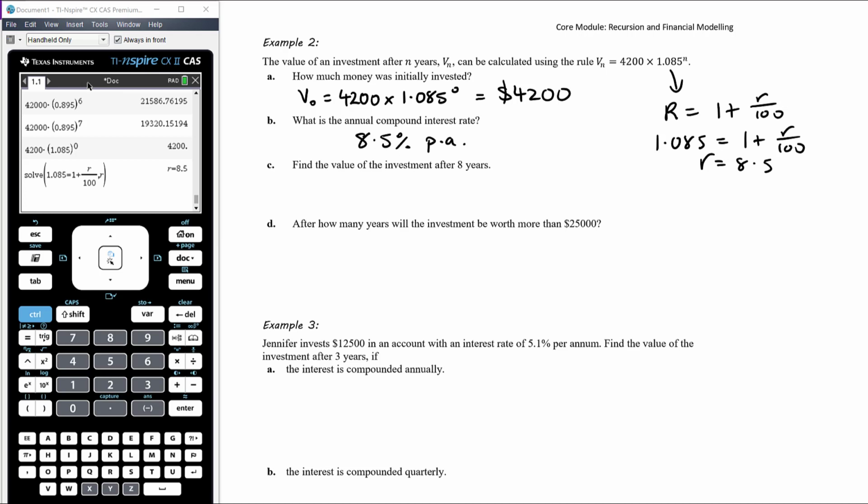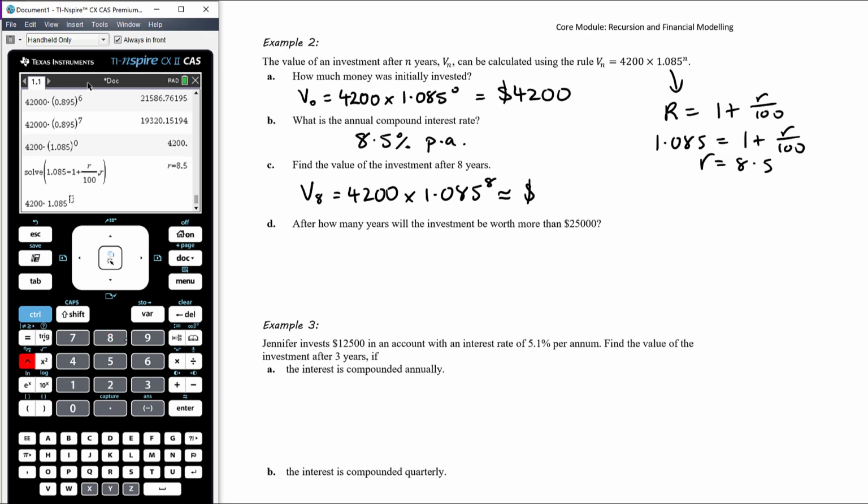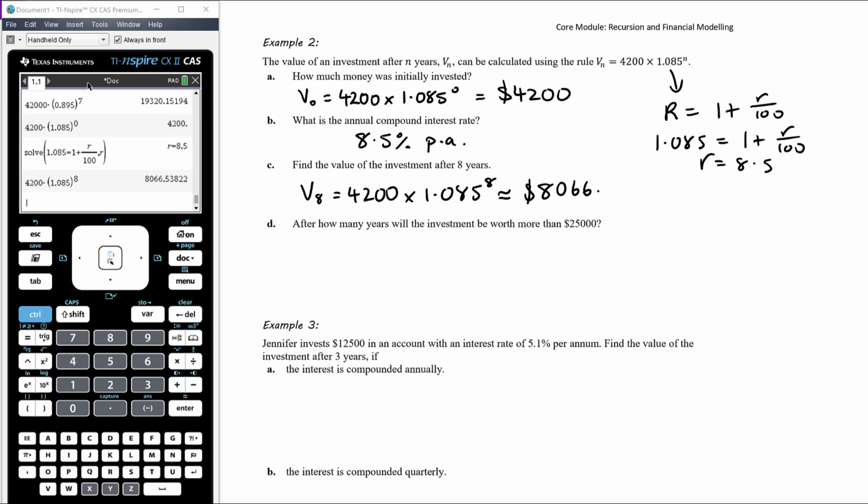Okay. Find the value of the investment after 8 years. So value after 8 years is going to be 4,200 times 1.085 to the power of 8. 4,200 times 1.085 to the power of 8 is going to be $8,066.54.